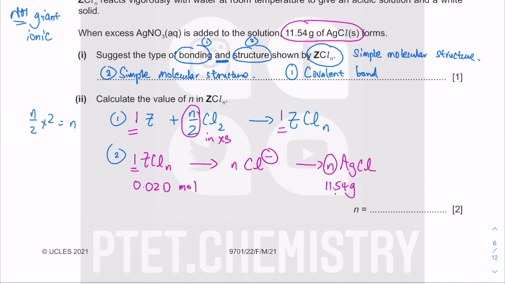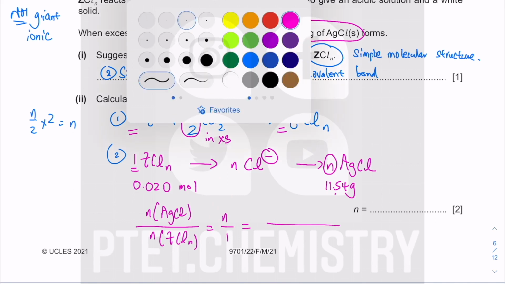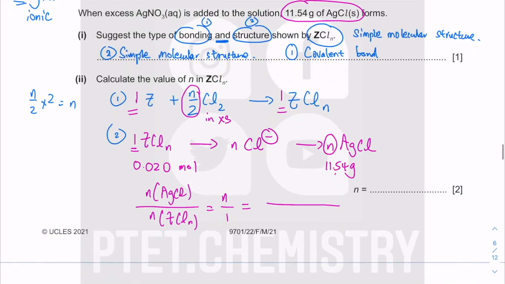So what can I say? The mole of AgCl over the mole of ZClN is going to be n over 1. This is from my balance equation. This is how I've always done my stoichiometric relationship. You can have a look at my AS topical playlist on mole calculation stoichiometry. Based on what I have labeled, n is on top for this, 1 for this one, and on the right hand side is the actual amount. So I do need the molecular mass of AgCl.